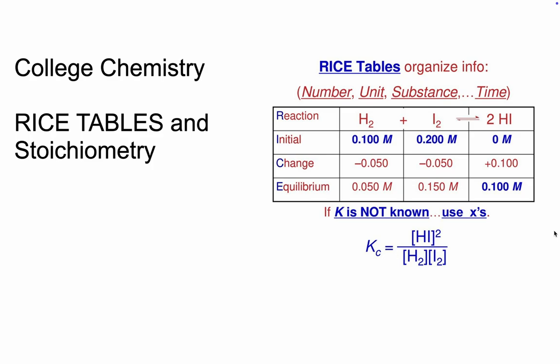In a RICE table, we can have either concentration or we can have moles. And it really creates some columns to help us organize the information. So here's one of my reactants, what I started with, how it changed, and then what I ended with. This can save us some labeling. We're going to work through a couple example problems. Please make sure to include them in your notebook.